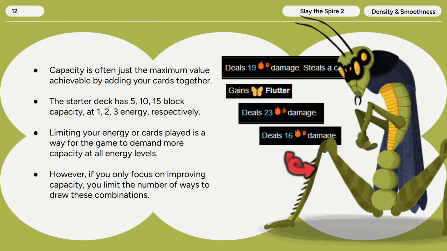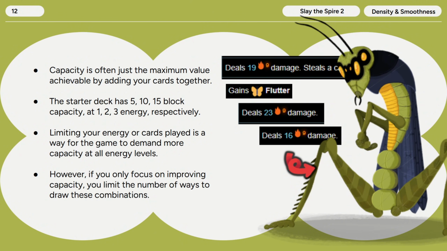And limiting your energy or your cards played is a way for the game to demand more capacity from you at all those energy levels. If you have like a Danse Macabre deck, and the game gives you 1 energy for the turn, maybe by putting a void into your deck or something like that. Even if your best block capacity is at 2 energy and 3 energy and very low at 1 energy, maybe you have a Grave Warden or something, by not allowing you to have access to the 2 energy play or the 3 energy play, the game is able to deal you a lot of damage over the top.